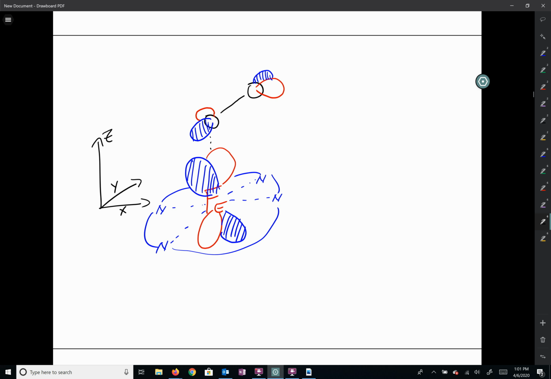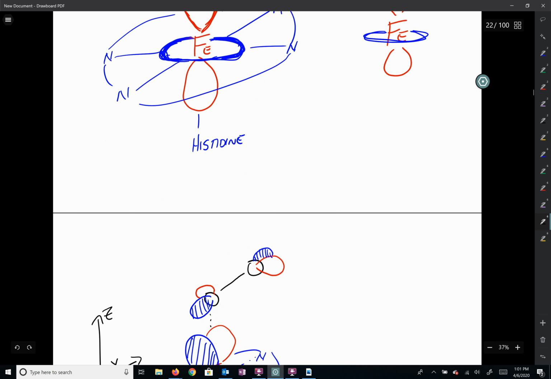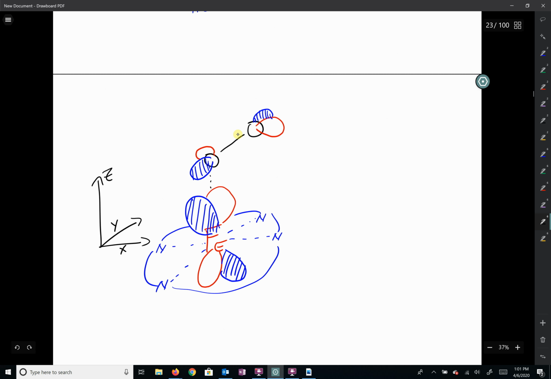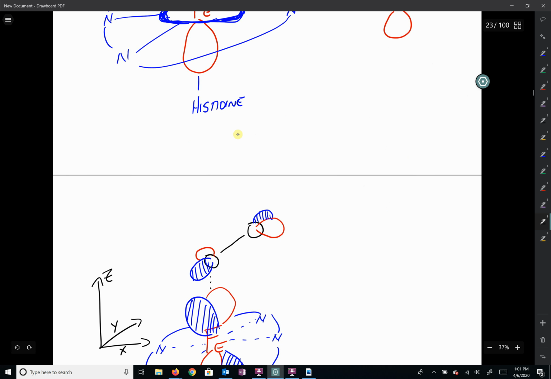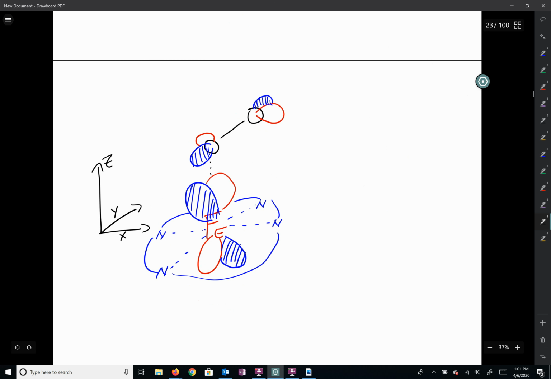Now I want you guys to note something here. I'm going to scroll back up. You guys see I still have the porphyrin ring. If we're bringing in the oxygen here to make a sigma bond, we can't change the orientation of that. We can't magically rotate the oxygen, then use a different set of orbitals. Once we fix something in position, then we just have to deal with the way that it is in that position. I hope that made sense.